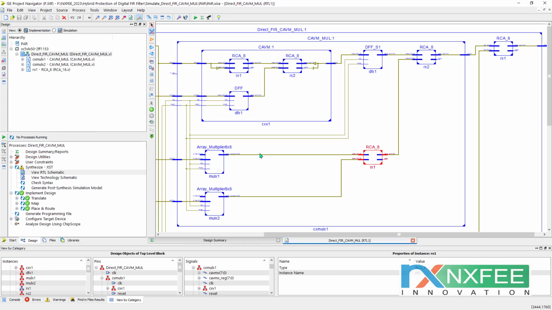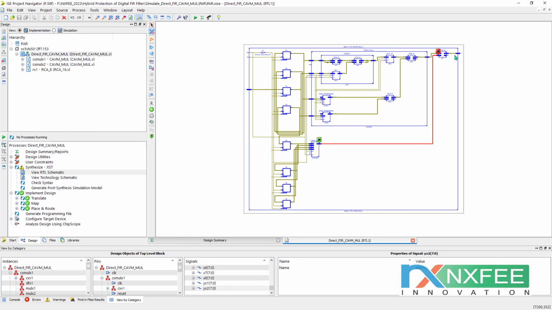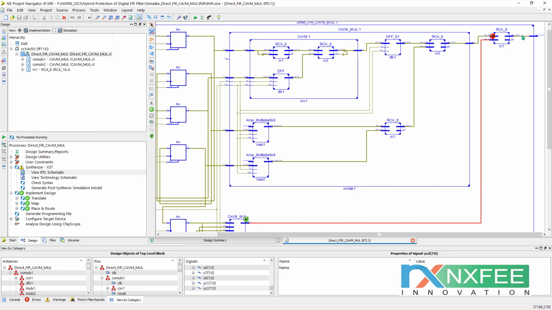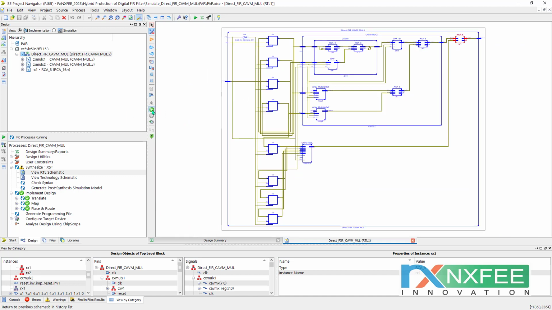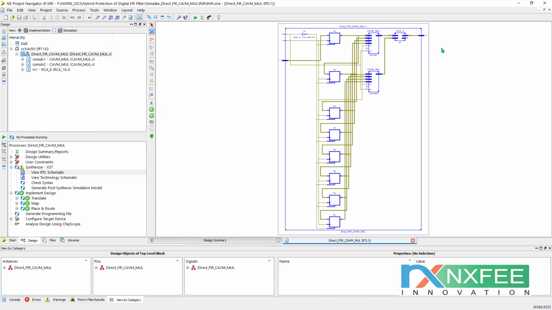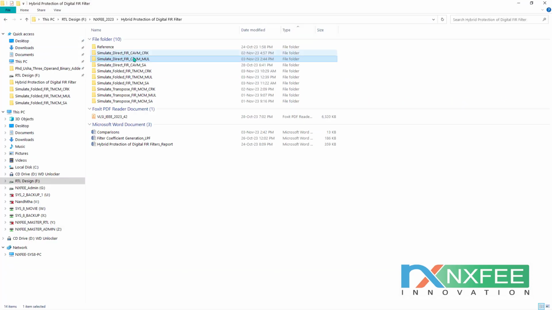So here this is a multiplier configuration. Here we have multiplied and finally come up with the final addition. The outputs of the 2 multipliers are taken, and they will be given into the final adder. So this is a CAVM direct form multiplier.